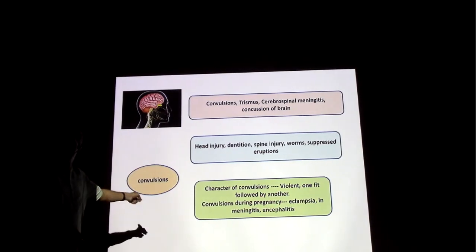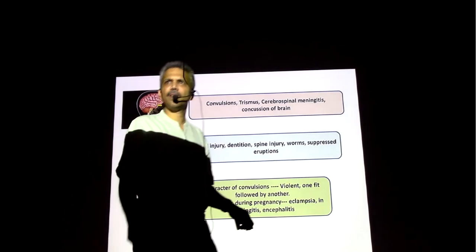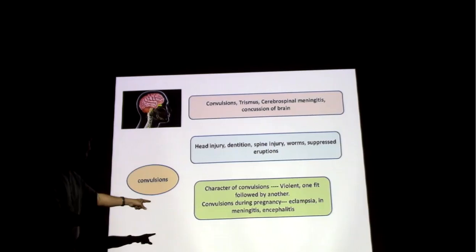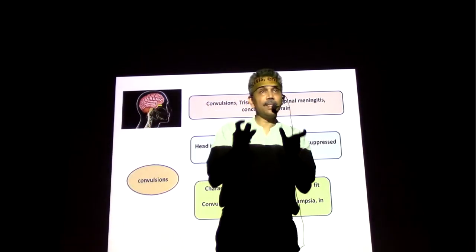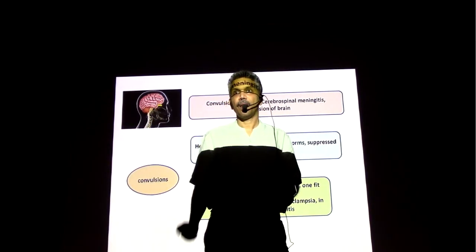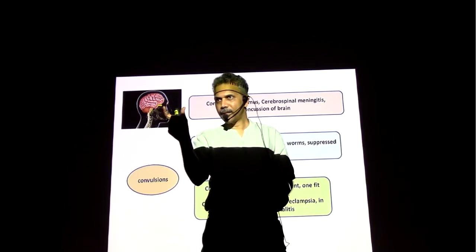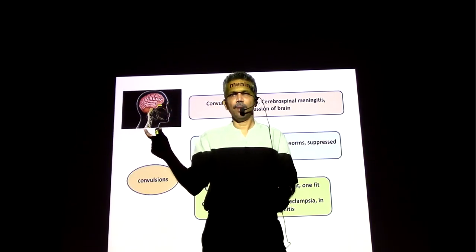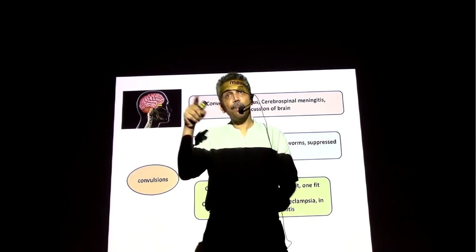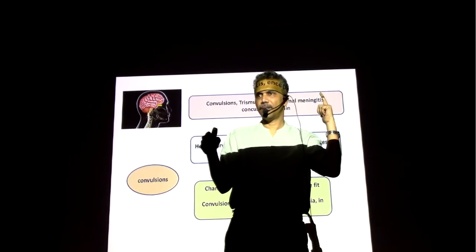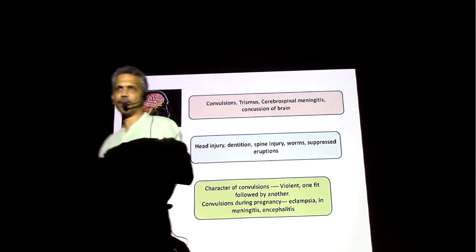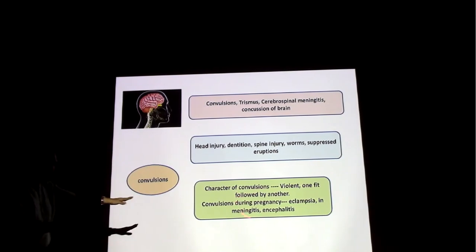Convulsions can also happen during pregnancy. What is the word? Eclampsia. Good. Eclampsia. Convulsions in meningitis, convulsions in encephalitis, convulsions postpartum, meaning convulsions in the puerperium. After delivery, a lady can also have convulsions, postpartum convulsions or postpartum seizures. There again you can think of CICUTA. Okay. Please understand, not all of these cases will give CICUTA.